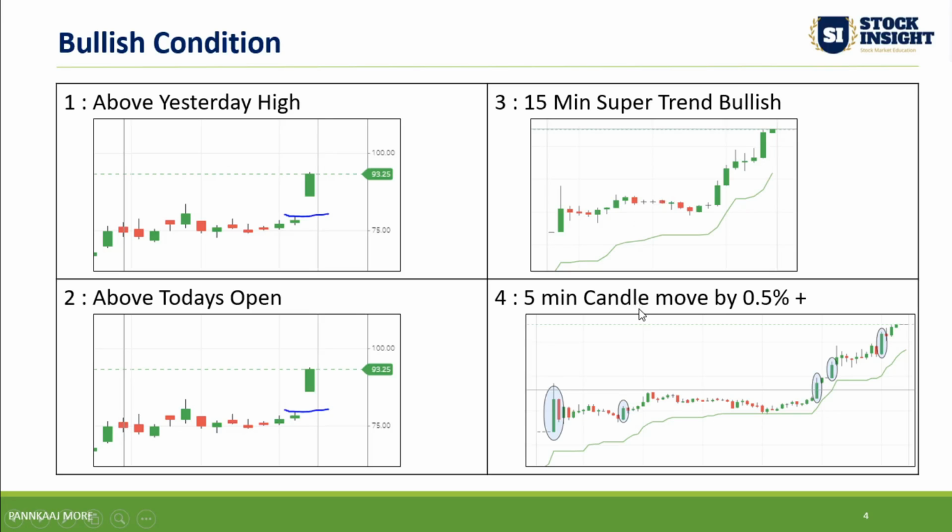And now on 5-minute time frame, here are some candles which I have marked. So these are the candles where the movement is more than 0.5%. So these are the points. So if we scan these locations, or if we get the stock at the closing of this particular candle, here we can definitely make a bullish entry with stop loss as the low of this particular candle.